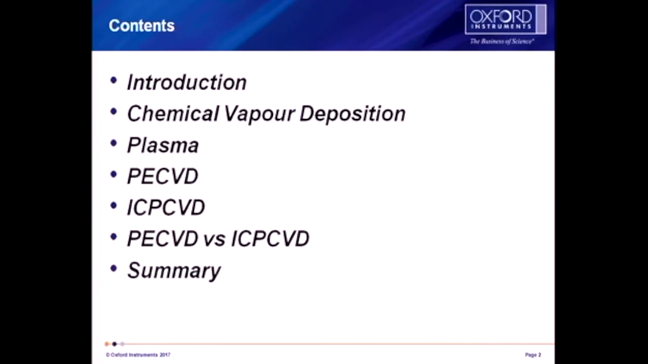So, just to give you a brief overview of the presentation, I'm going to start by giving an introduction and talking a little bit about the semiconductor industry and how it's changed, and the importance of chemical vapor deposition and other deposition techniques to this industry. I'll briefly explain chemical vapor deposition before I go on to talk about plasma, so how we use it and why we use it. And then I will talk about two different methods of plasma production. So I'll talk about capacitively coupled plasma with PECVD and inductively coupled plasma with ICP CVD.